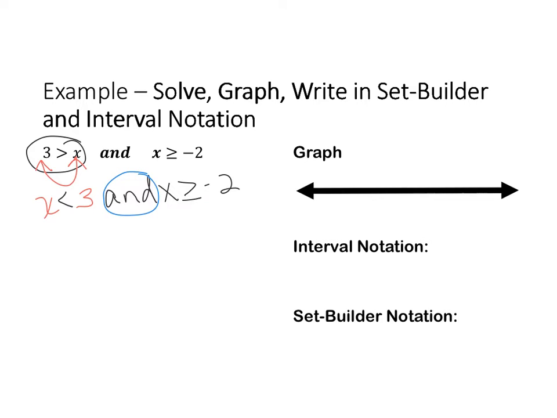Easiest way to go about doing this, or to get your graph, is first of all think of the 2 graphs separately. So I'm going to label a number line here, and I'm going to indicate my 3 and my -2 because those are my 2 solutions there. And I'm just going to graph this one right here first. So here's my first graph. Open circle at 3 and shaded to the left.